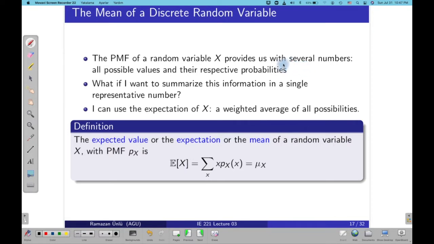So as you remember, instead of using several numbers, I just want to use one single number to get some useful information about the random variables. So if this is the case, I can use the expectation of x, and this is called a weighted average of all possibilities.